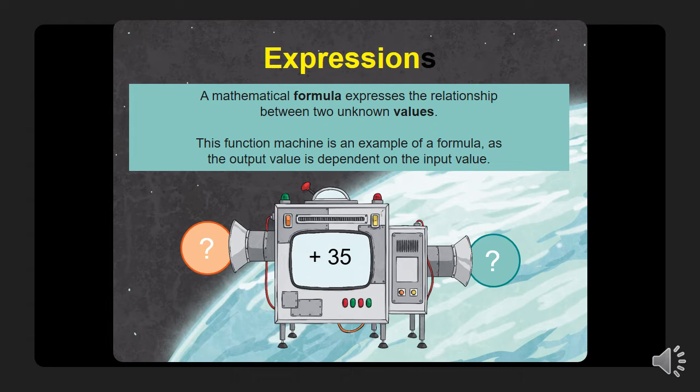So a formula is something which expresses the relationship between two unknown values. So you can see here our first question mark, we don't know what the number is. Second question mark, we don't know what the number is. So it tells us what is the relationship between them. And we know that the question mark shown in the green circle has a value of 35 more than the number shown in the orange circle.